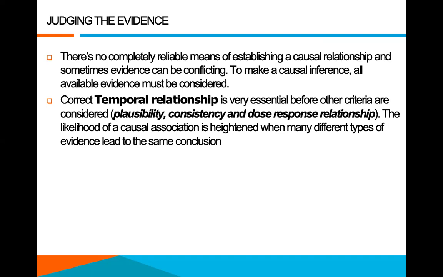Let's look at judging the evidence. Sometimes there is no completely reliable means of establishing a causal relationship, and we have no option but to work with evidence that can be conflicting. So we say to make a causal inference, all available evidence must come into play. For example, what is the correct temporal relationship? And this is very essential before other criteria are considered.